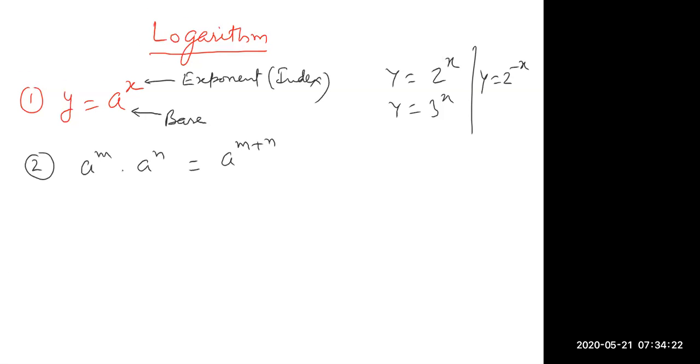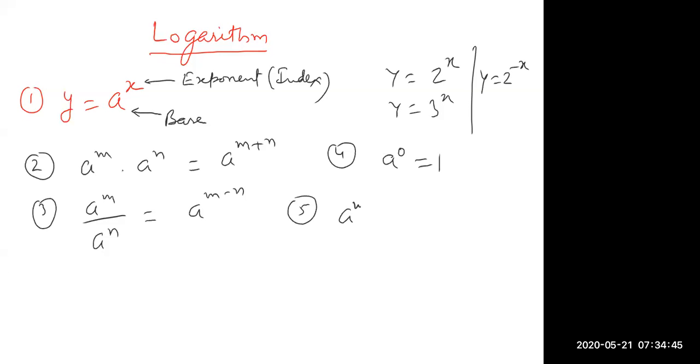In the quotient rule, a raised to power m upon a raised to power n was a raised to power m minus n. And the next rule was fourth: a raised to power 0 is always equal to 1. Exponent of any power is 1. Fifth was a raised to power m, whole raised to power n. Here we multiply the powers, so it is a raised to power m into n.